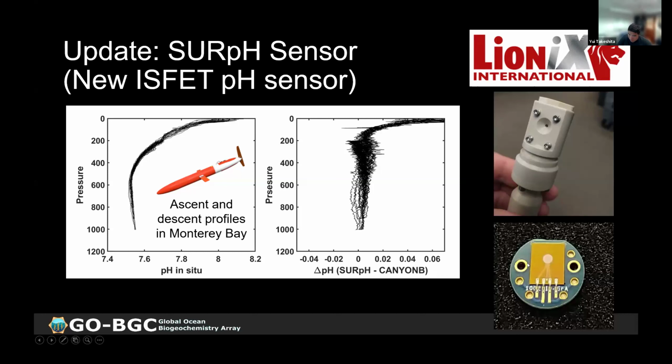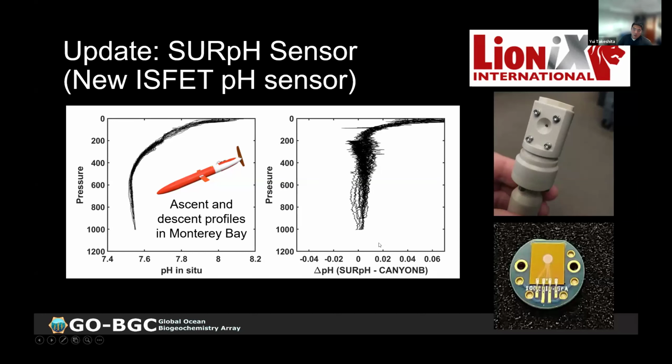This is a picture of the ISFET on the bottom right and a fully built sensor in the middle right. We tested the sensor on a Spray glider in Monterey Bay, making ascent and descent profiles to about 1,000 meters. The pH profile is shown on the left. There's no noticeable hysteresis going up and down, which is really good. The plot on the right shows the measured pH minus an algorithm-estimated pH that we know is accurate in Monterey Bay below about 200-300 meters. You can see there's very good agreement between the sensor and the algorithm.